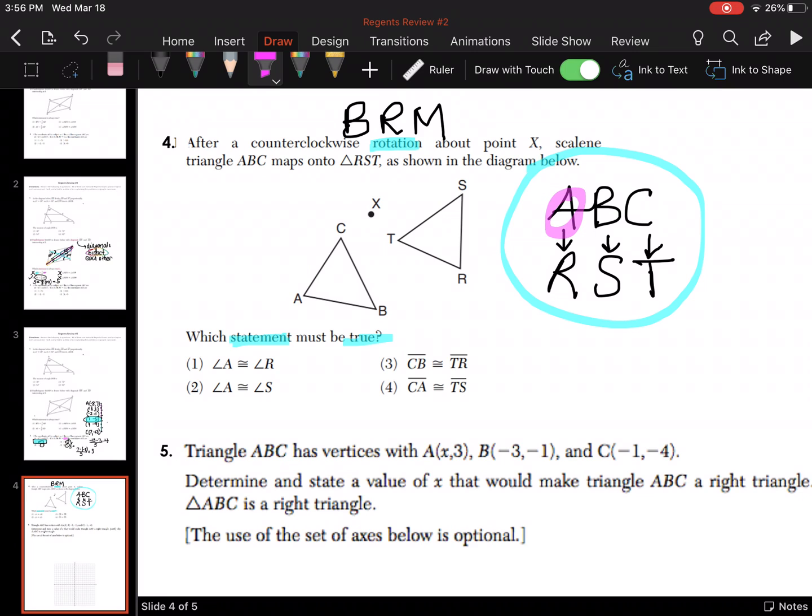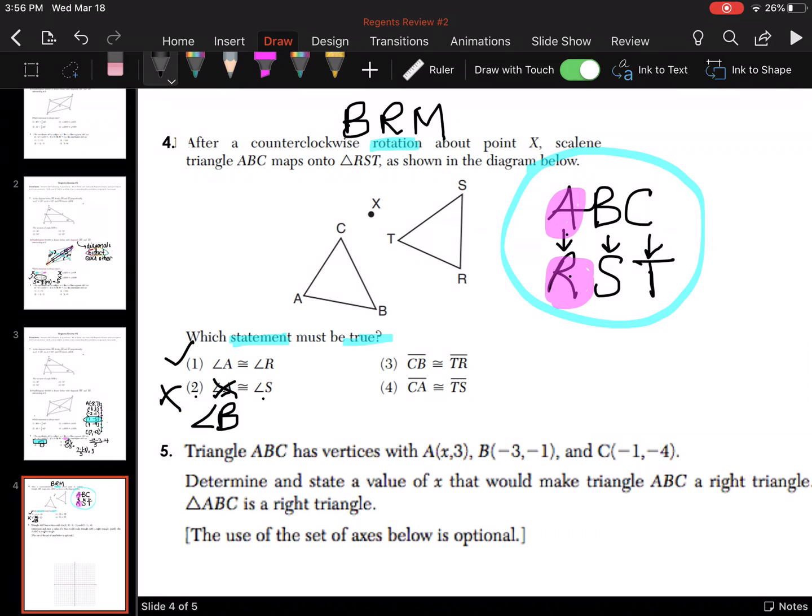Angle A is right here. If that's the first spot, that would be congruent to angle R, which is in the first spot. So right off the bat, I think that's the correct answer, but let's go through the rest and see if they're right or wrong. Choice number 2 says angle A with angle S. Angle A we knew was congruent to angle R. If we wanted something congruent to angle S, it would have had to be angle B.